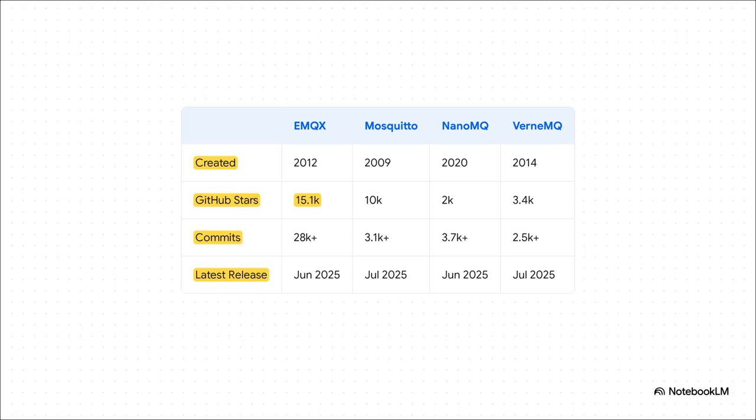Then you've got Mosquitto, the veteran in the room, around since 2009 with a massive established user base. And check out NanoMQ, a relative newcomer from 2020 that's already showing some serious activity with thousands of commits. Now, you see LavinMQ on here, but it's worth noting its development has kind of slowed down recently. So for our deep dive, we're going to focus on the other three.